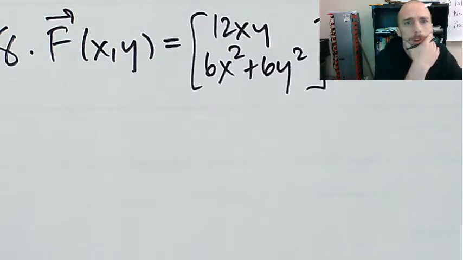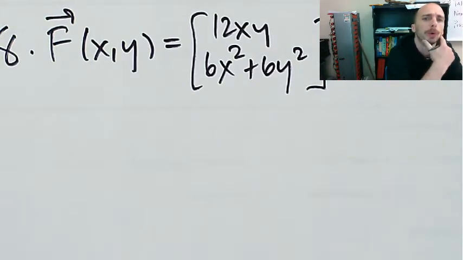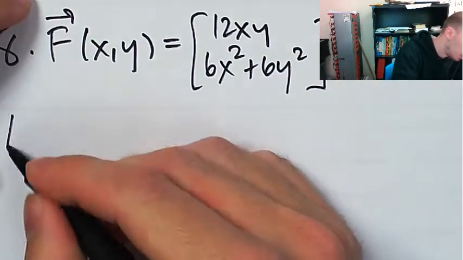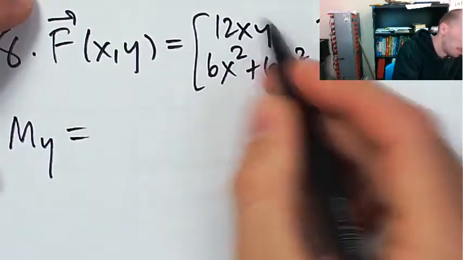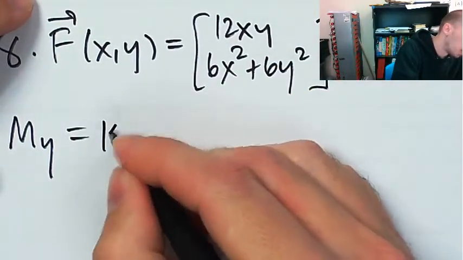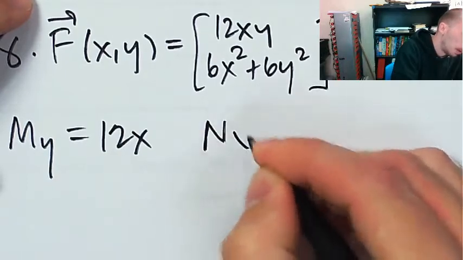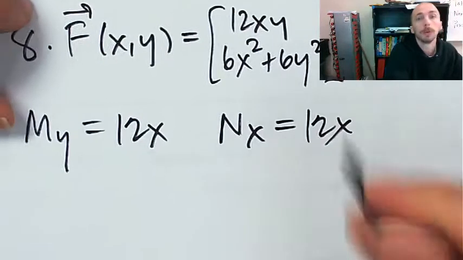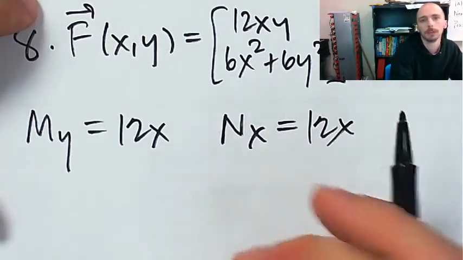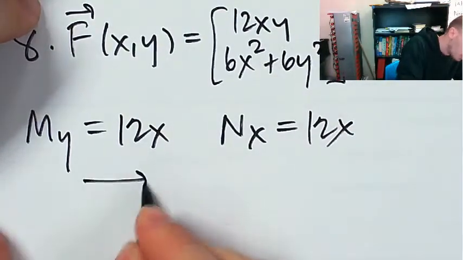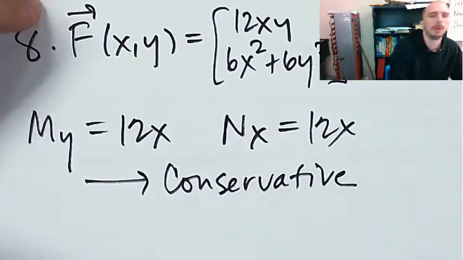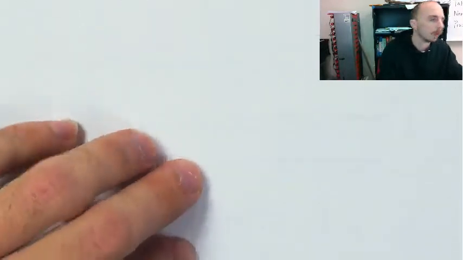Alright, this next one is 12xy and 6x squared plus 6y squared. So we're just going to check, is My equal to Nx? I think, yeah, it looks like it's going to be. So My, the derivative of this thing with respect to y, is going to be 12x. And Nx is also going to be 12x and 0. So I'm going to say yes, it is conservative, and I could potentially find a potential function for it. But he didn't ask me to, so I'm not going to.